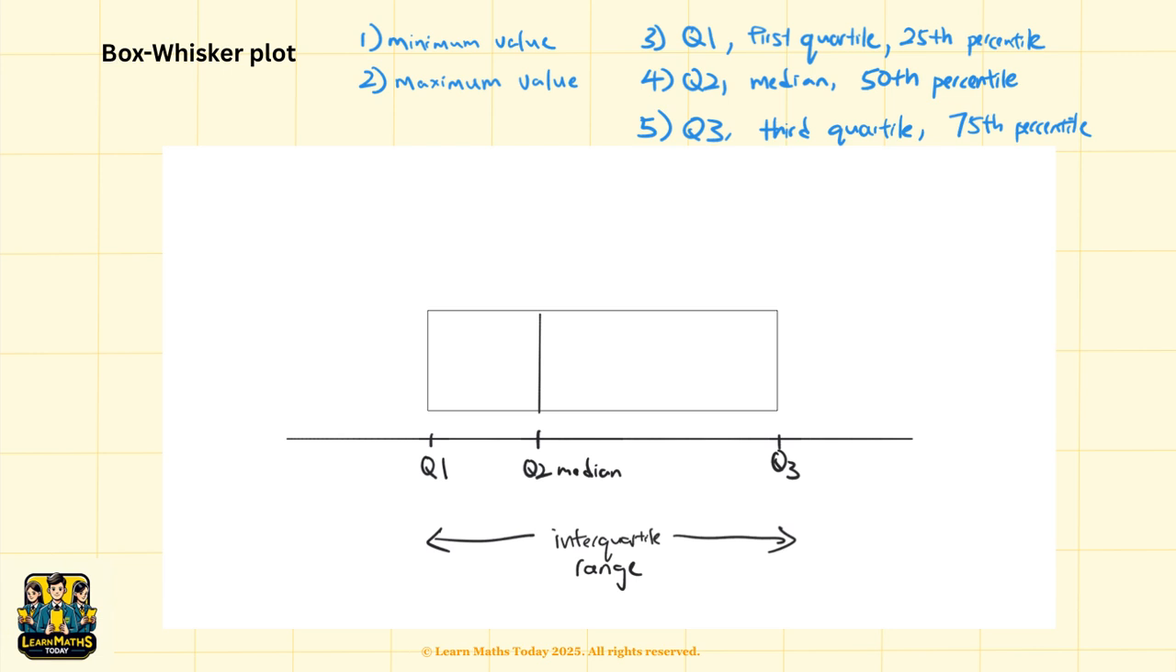After this, you will draw a line, also known as a whisker, from the first quartile to the lowest data point, and then you will draw another line from the third quartile to the largest data point.